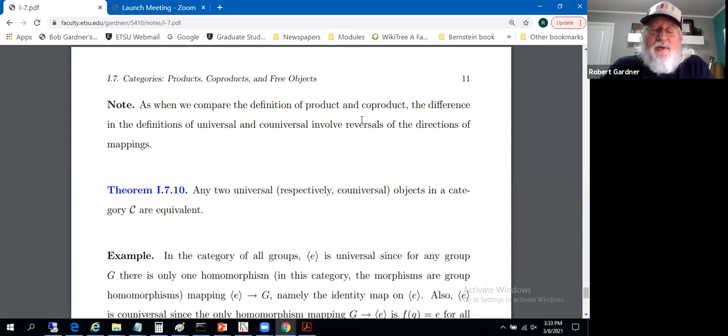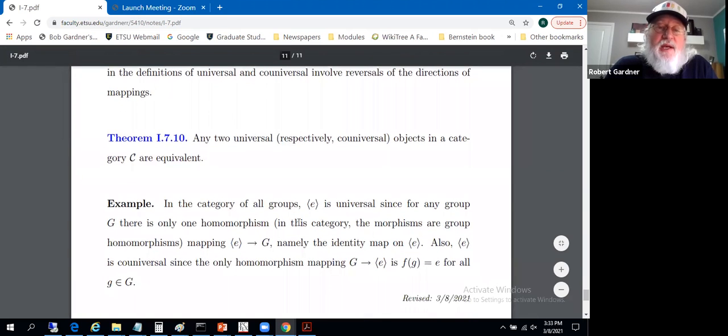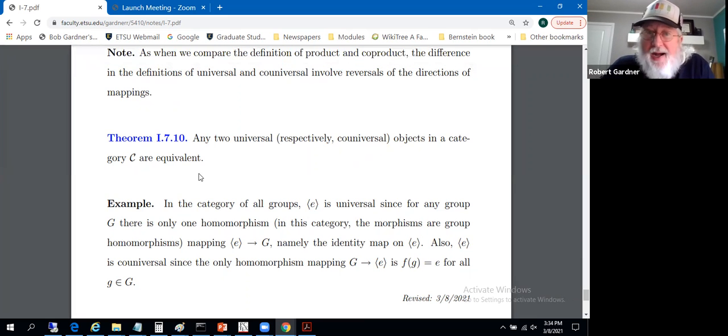Of course, we just reversed an arrow between universal and co-universal. So I expect to be able to get some kind of dual statements with these things as well. If I can prove something for universal elements, then probably you can prove it for co-universal as well. All you do is reverse directions. And that's how the proof goes in Theorem 1710, which says, any two universal objects in a category are equivalent. Also says any two co-universal objects in a category are equivalent. So these are, I don't know, kind of special objects in the category.